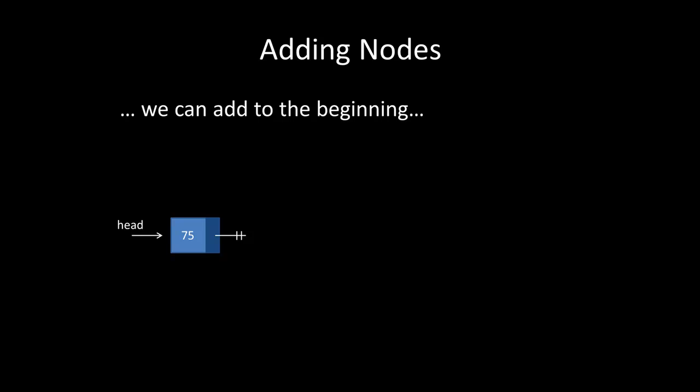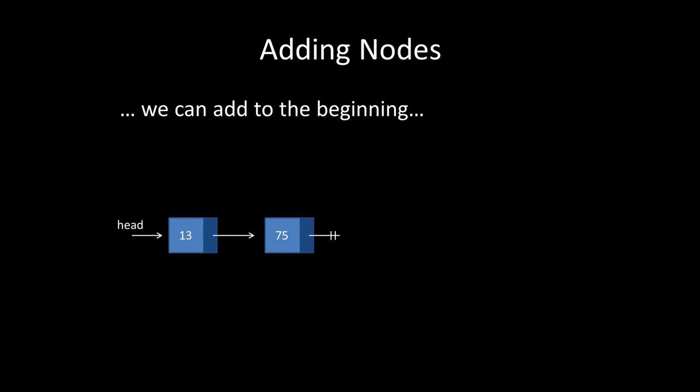So let's say that I wanted to add the value 13. What I could do is I could create a temporary node, and here you can see it down here on the bottom. And then I could have temp's next pointer point to what head is pointing to. And then after that I could adjust the head pointer to point to the same thing that temp is pointing to. So in this case you can see that the head is pointing to 13 and the 13 is pointing to the 75.